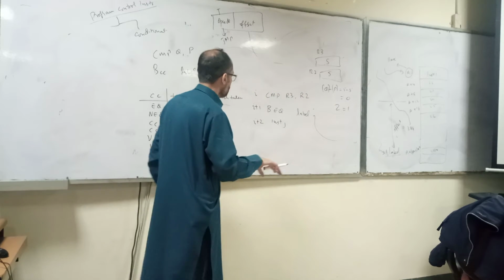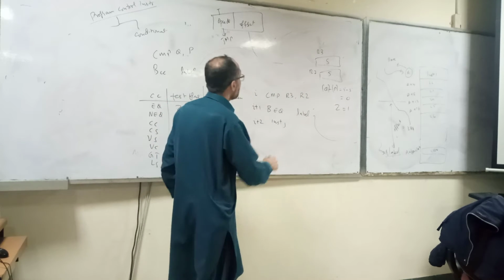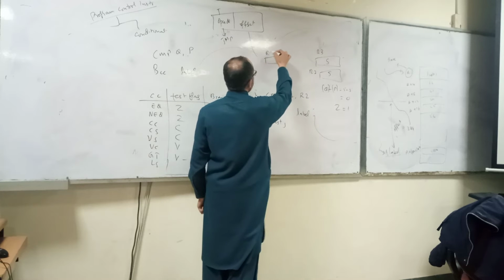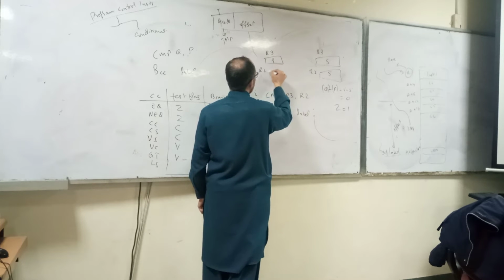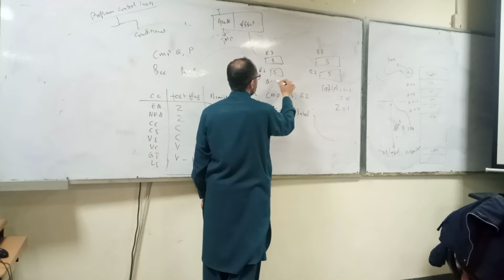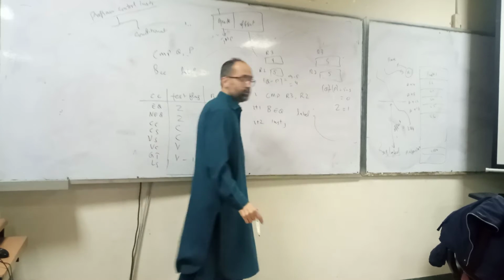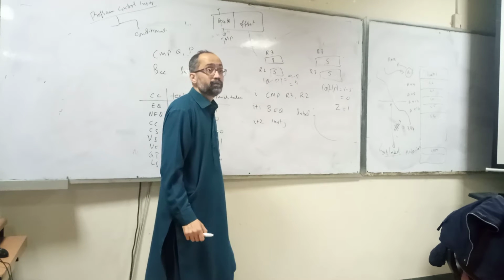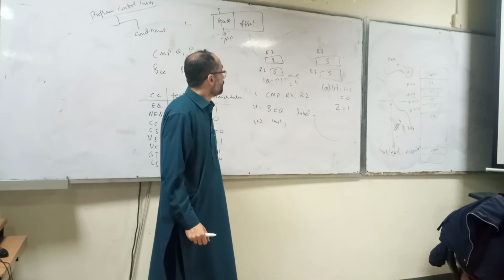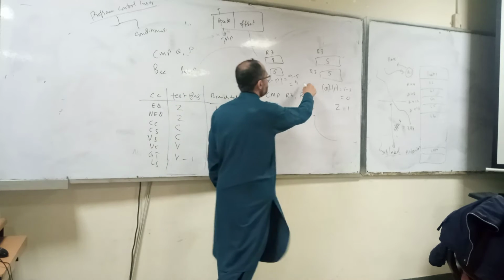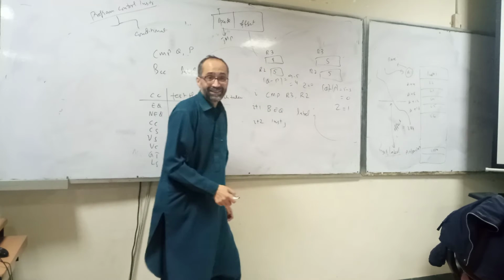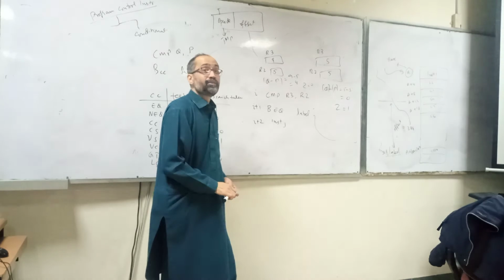But in another scenario, if the contents of R3 is 9 and the contents of R2 is 5, what is Q minus P? 9 minus 5 is 4. Then N is 0, not negative. Z is equal to 0. The branch will not be taken.